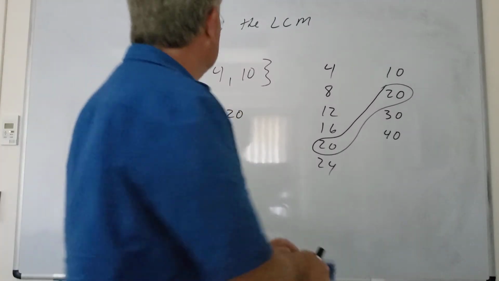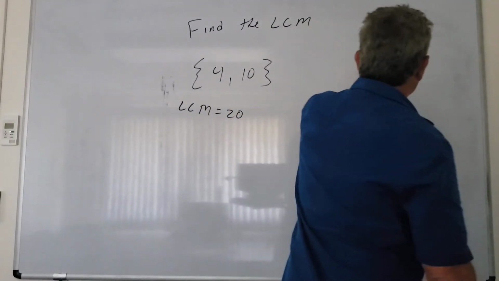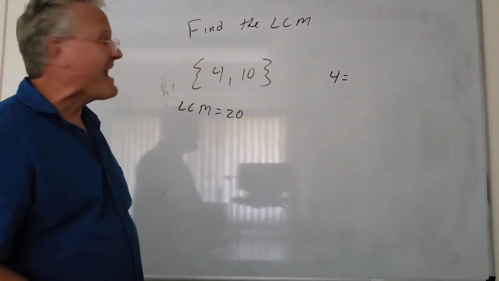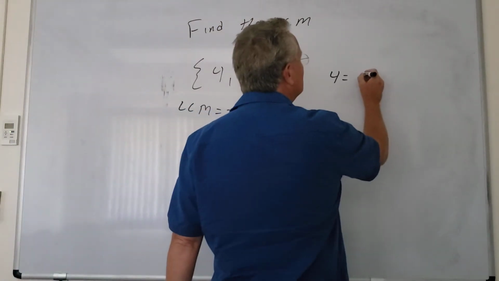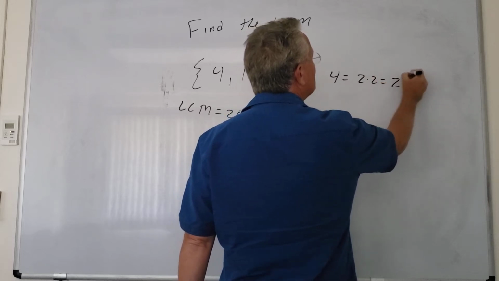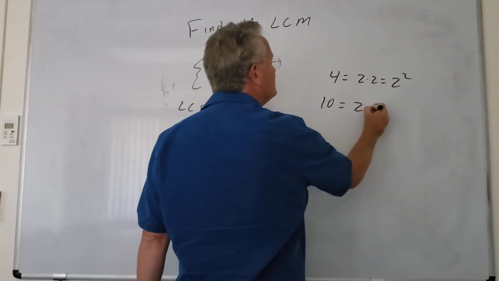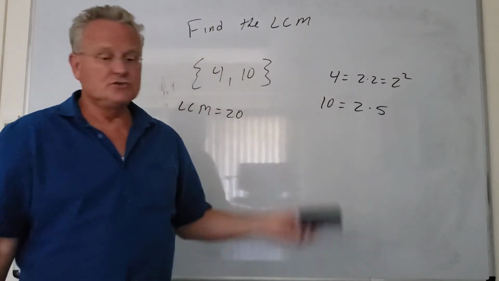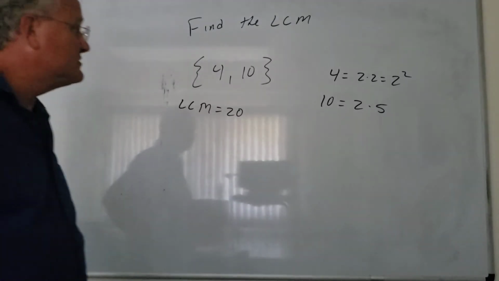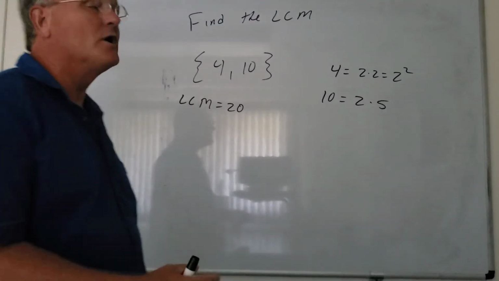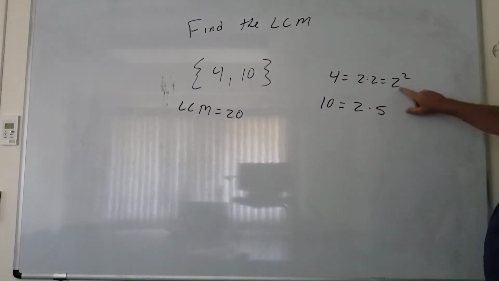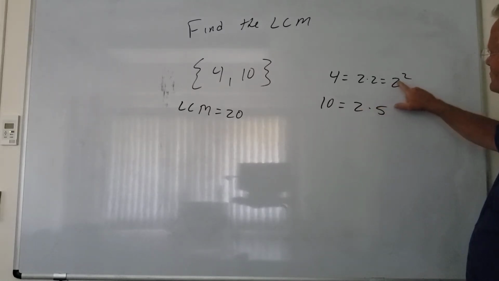Now here's another way to do it, which is to write 4 in its factored form. 4 is 2 times 2, or 2 squared. 10 is 2 times 5, and we can't break that down anymore because 2 and 5 are prime. Now, to find the least common multiple, what you do is you compare the bases. So back to exponents, this is the base, this is the exponent. So you compare the numbers with the same base.